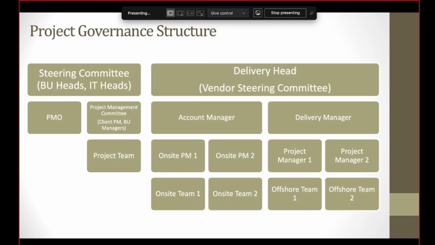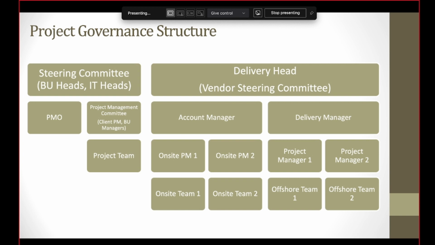And this is a typical project structure. So when a project is started, the steering committee will comprise the client people, the client project management office who will be heading the project, and you'll have a client PM or multiple PMs assigned, and business unit managers who will be serving as your business stakeholders, providing you the requirements, and when you document and gather them, they'll be providing the sign-offs.